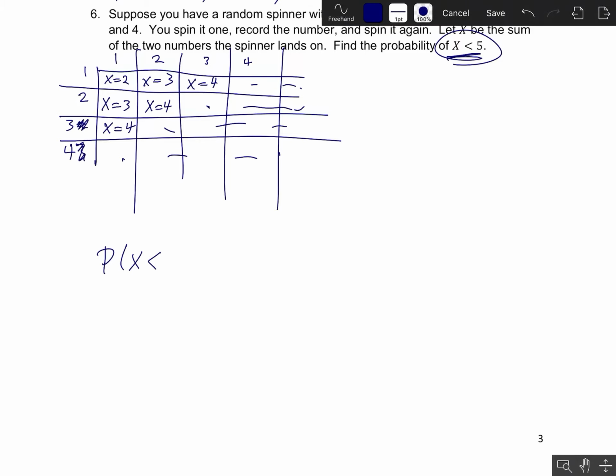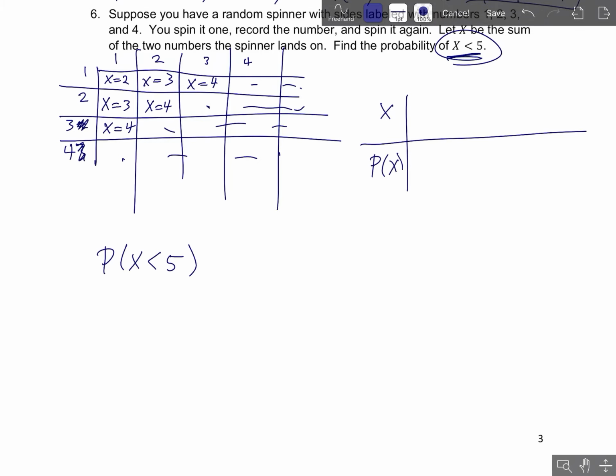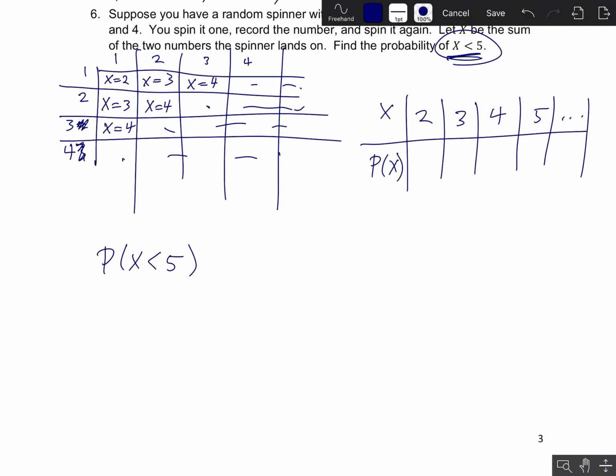So here we want the probability that x is less than 5. And if you wanted to, you could answer this immediately from the table. You could also make a probability distribution separately if you wanted to. The possible sums are 2, 3, 4, 5, and so on, all the way up to 8 as the top sum.